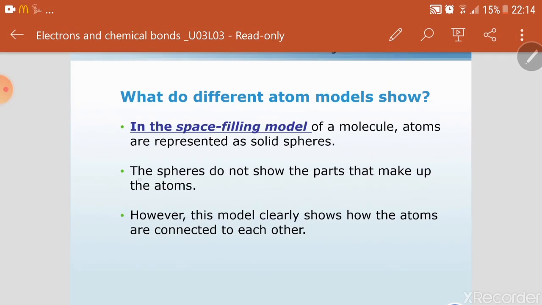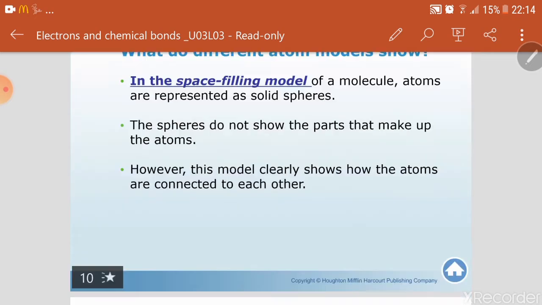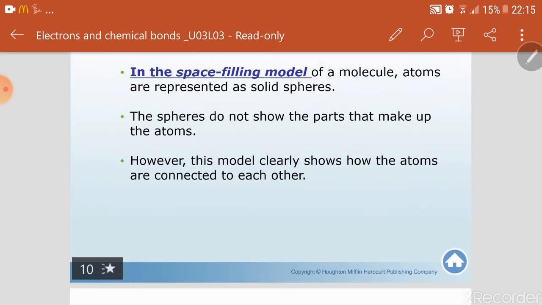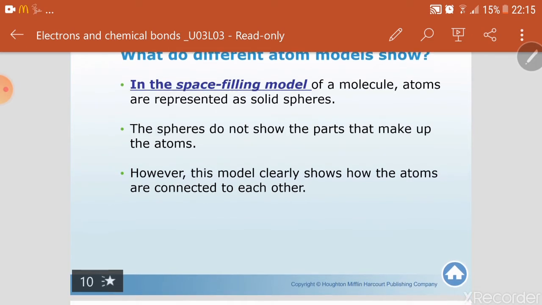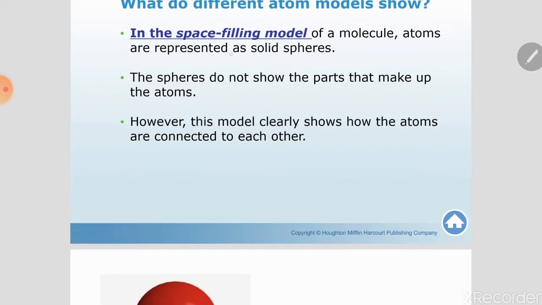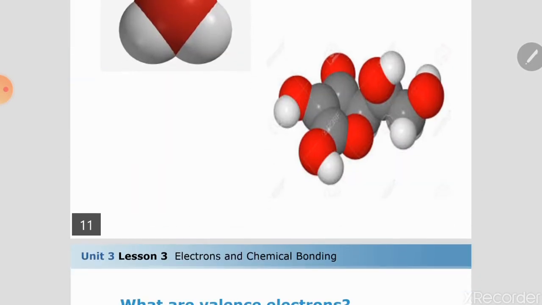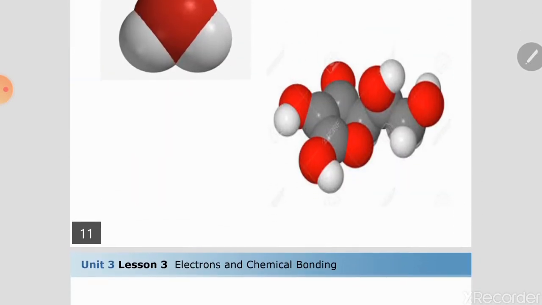Okay, the spheres don't show the parts that make up the atoms. We can't see here where the electrons are, where protons and neutrons are. They can only show the solid spheres, how they are connected. However, this model clearly shows how the atoms are connected to each other in reality. That's it. This is for the three models.